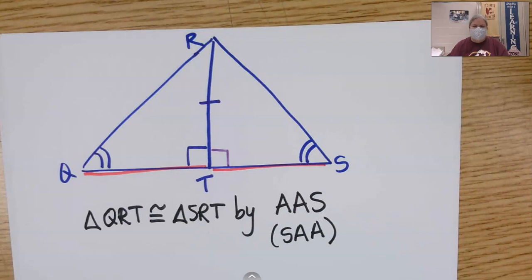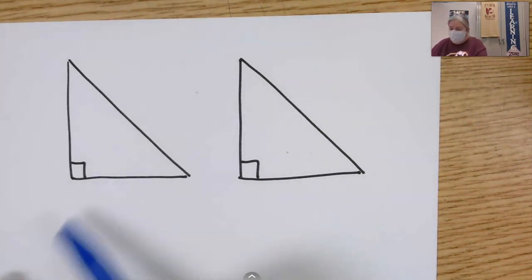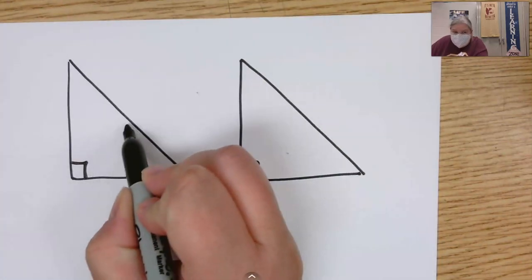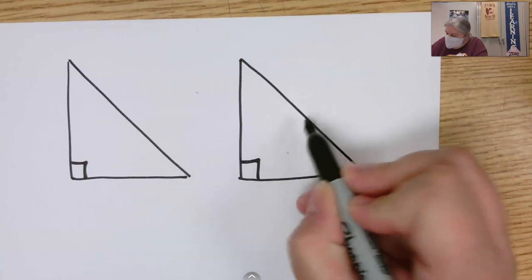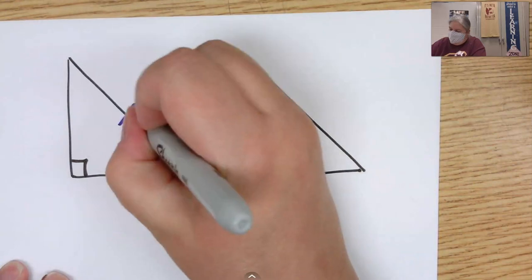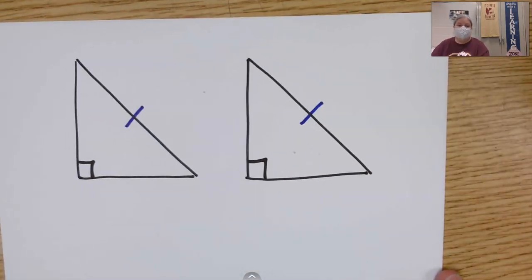So what is hypotenuse leg? First off, we know that hypotenuse leg only works for right triangles because a right triangle is the only kind of triangle that has a hypotenuse. Okay? In a right triangle, the hypotenuse is the side across from the right angle. It's almost like the little right angle symbol points at the hypotenuse. So my hypotenuse here is this side and this side. All right, so I have a pair of congruent sides that are the hypotenuse. That's part of hypotenuse leg.